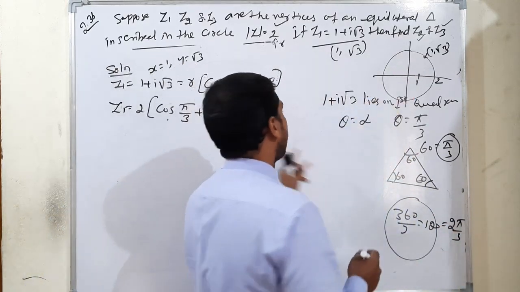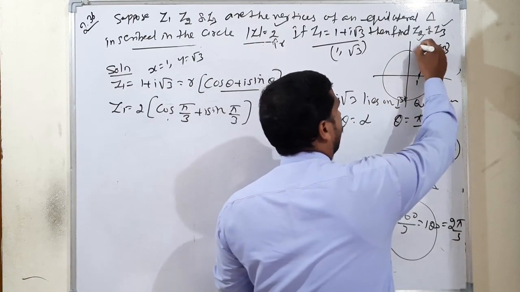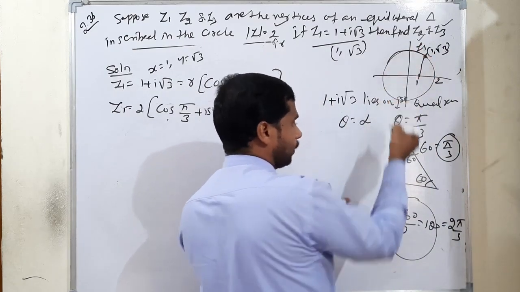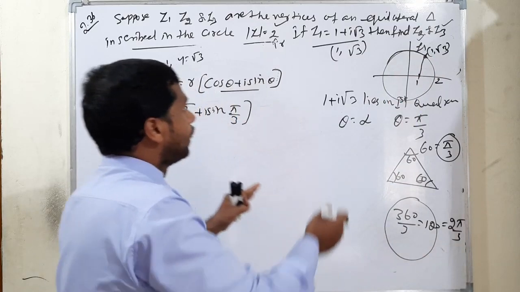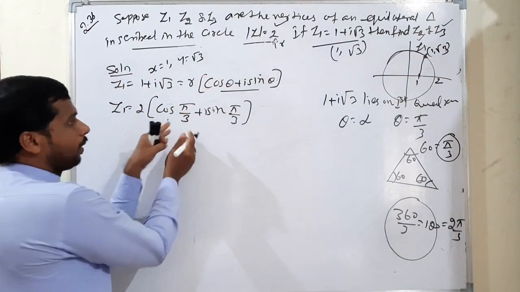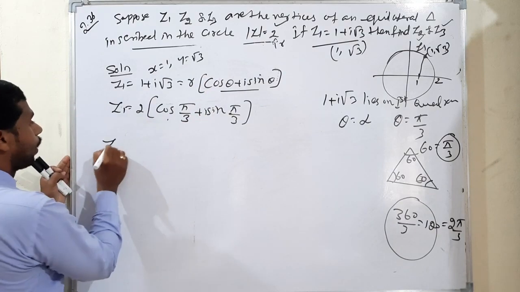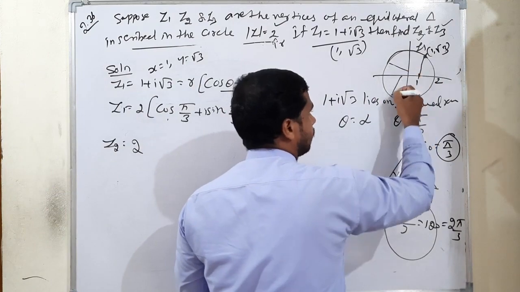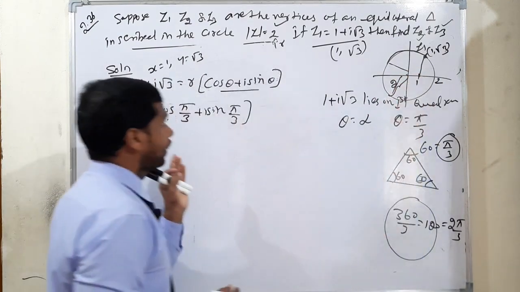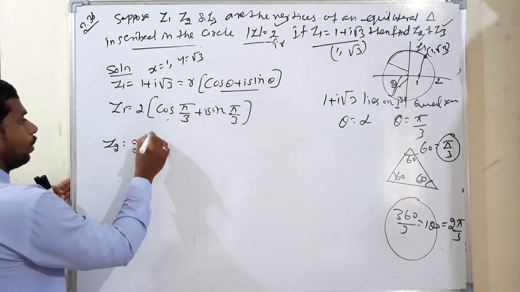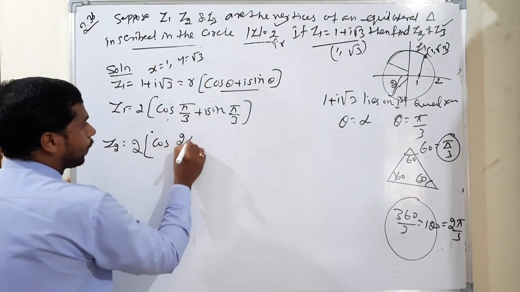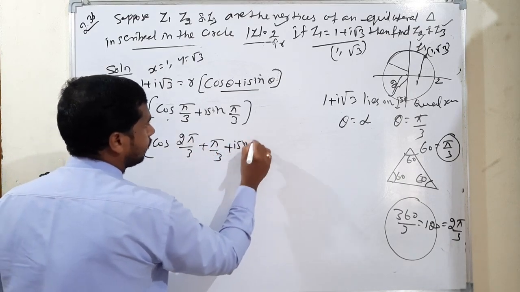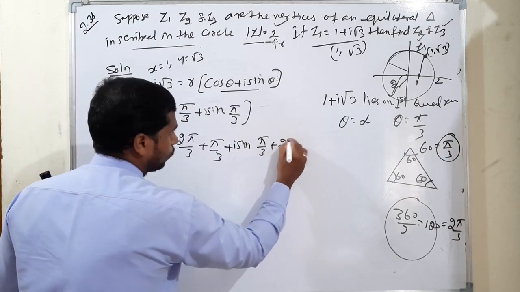So, we already know 1 comma root 3 is considered for Z1. To find Z2, Z1 will move by how much distance? 2 pi by 3. Therefore, just add 2 pi by 3 to Z1. So how do we find Z2? The 2 stays as it is, because the radius is constant in every part, and the radius is given clearly as 2. Then cos of pi by 3 plus 2 pi by 3, plus i sin of pi by 3 plus 2 pi by 3.